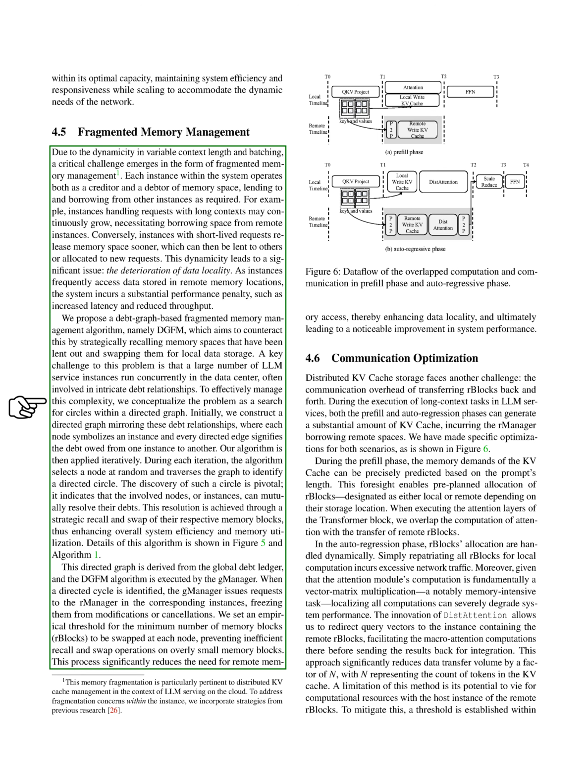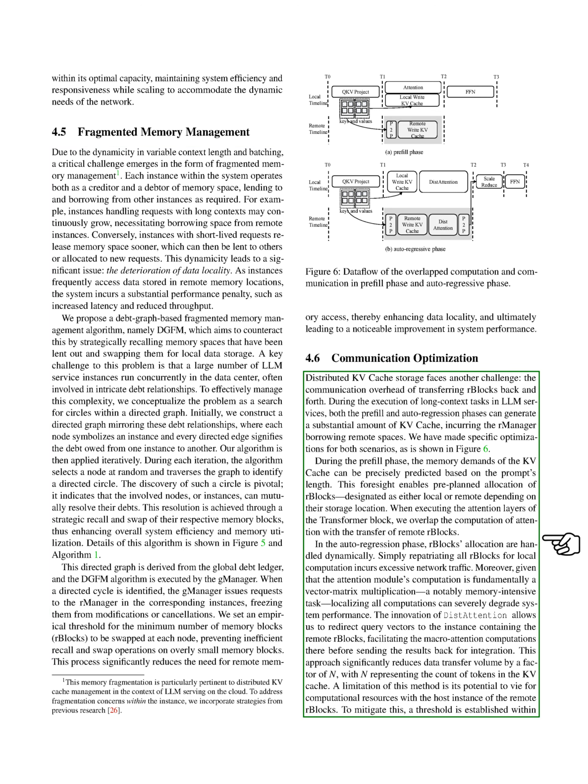Our algorithm then works in cycles. In each cycle, it picks a node at random and looks for a directed circle. If it finds one, it means that the units involved can settle their debts by recalling and swapping their memory blocks. This improves the system's efficiency and memory use.